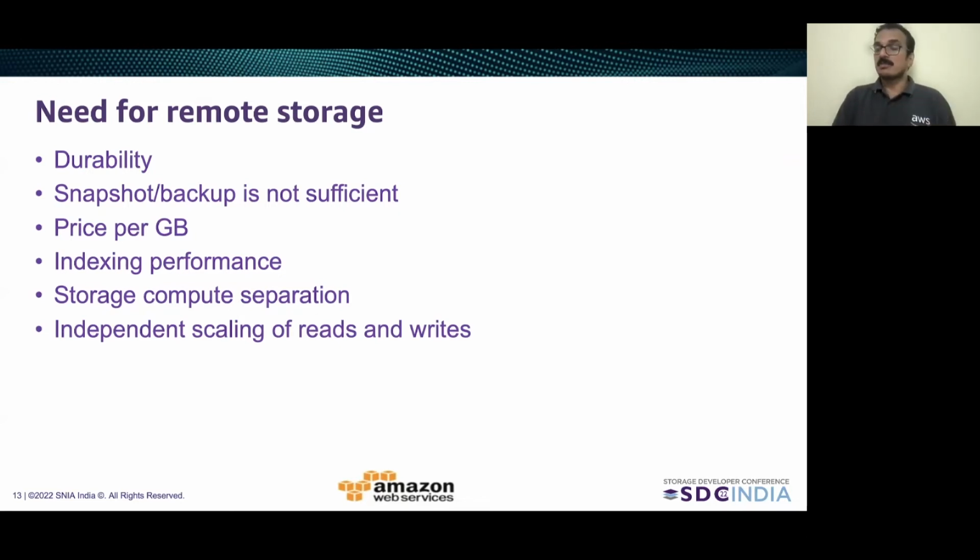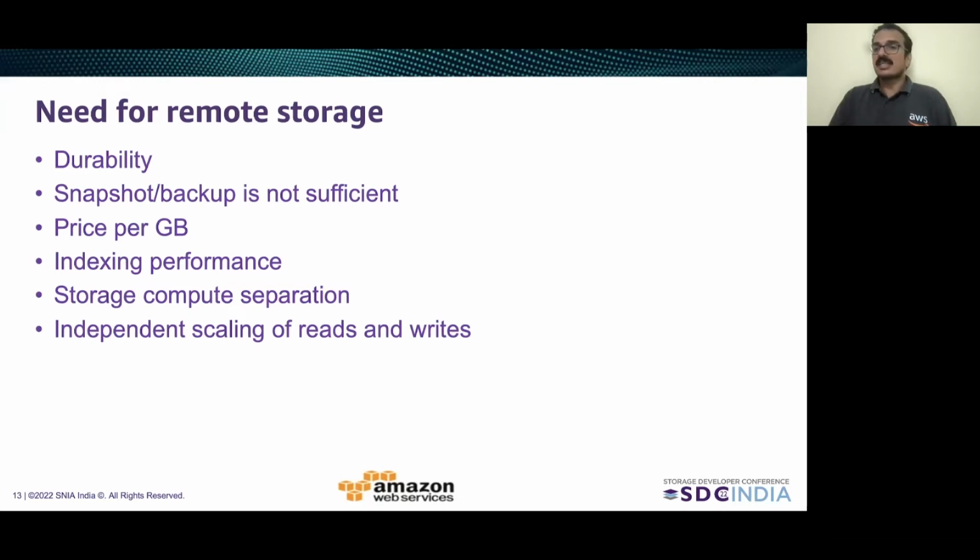Indexing performance, as I mentioned, multiple local copies means duplicate indexing in multiple nodes. So it's really, really expensive for us to repeat indexing on every node. So you can get better performance with one remote storage. And storage compute separation. Since, as I mentioned, storage is in the local node, compute and storage are tightly coupled today. It's very hard to separate that out.